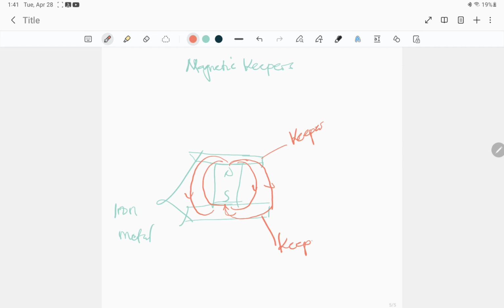So these are keepers. Now, how can it do this? We are saying its major function is to close the path of the magnetic field lines, to keep the strength of the same magnet.